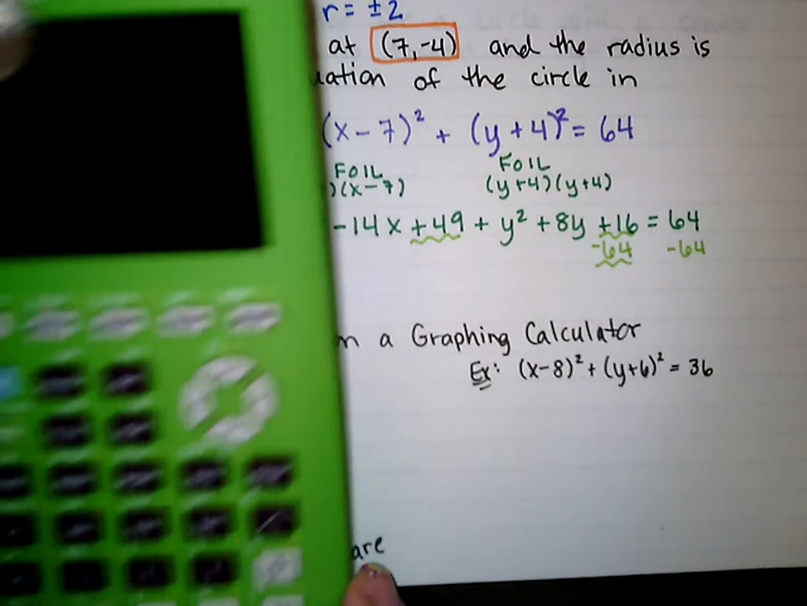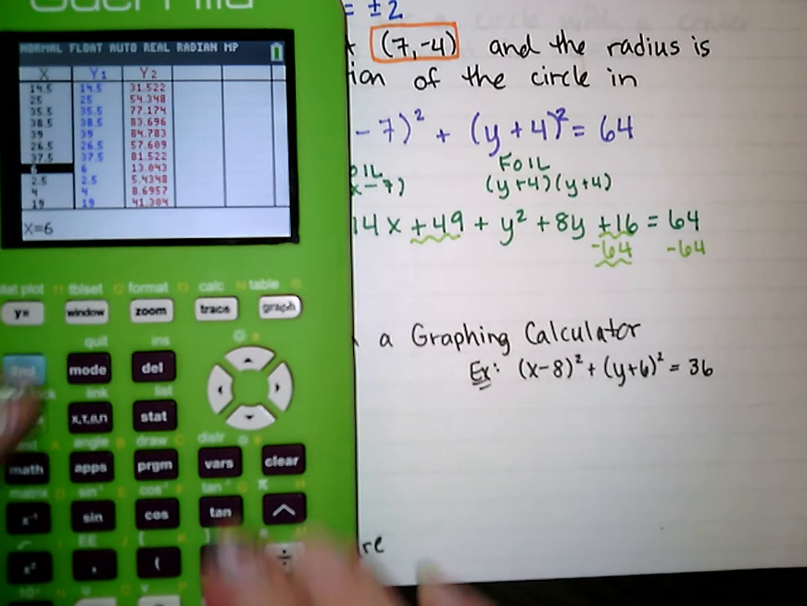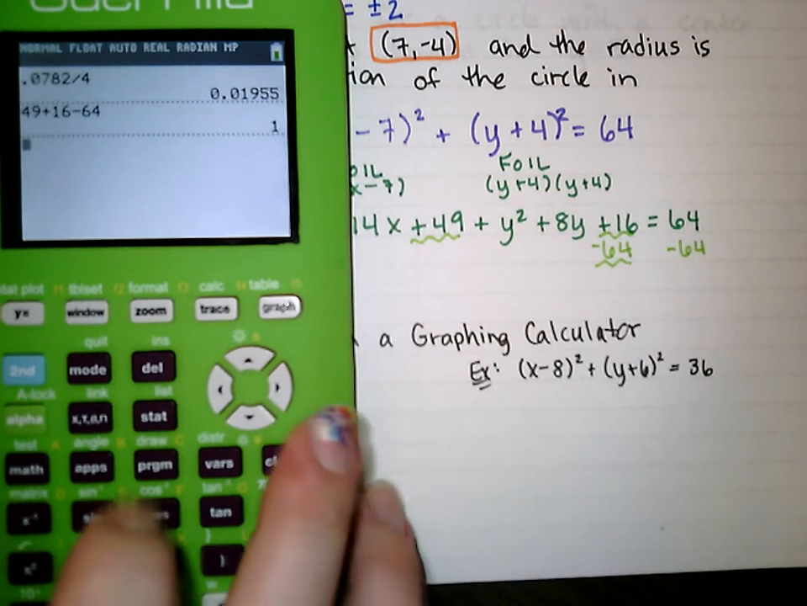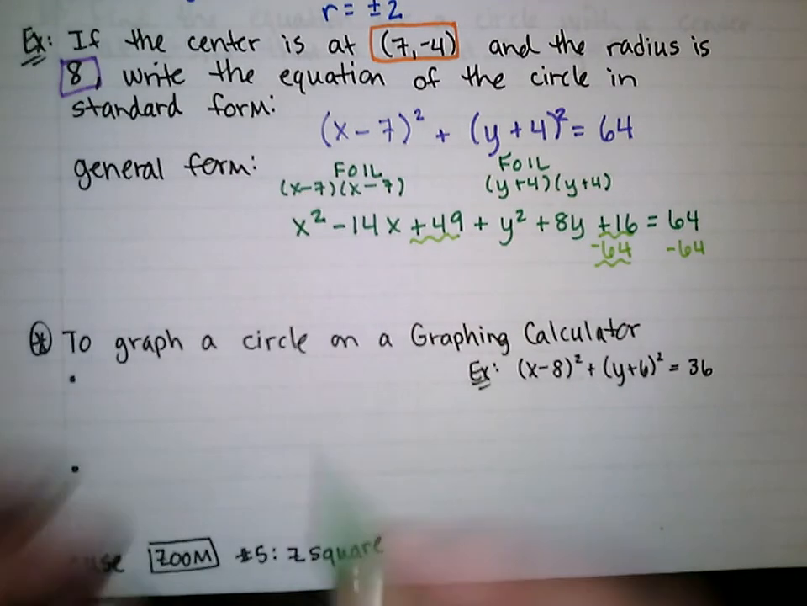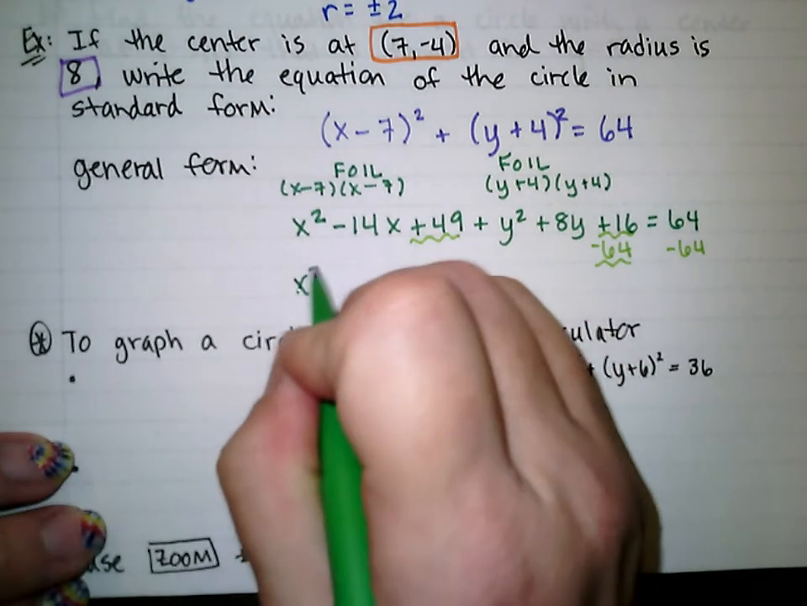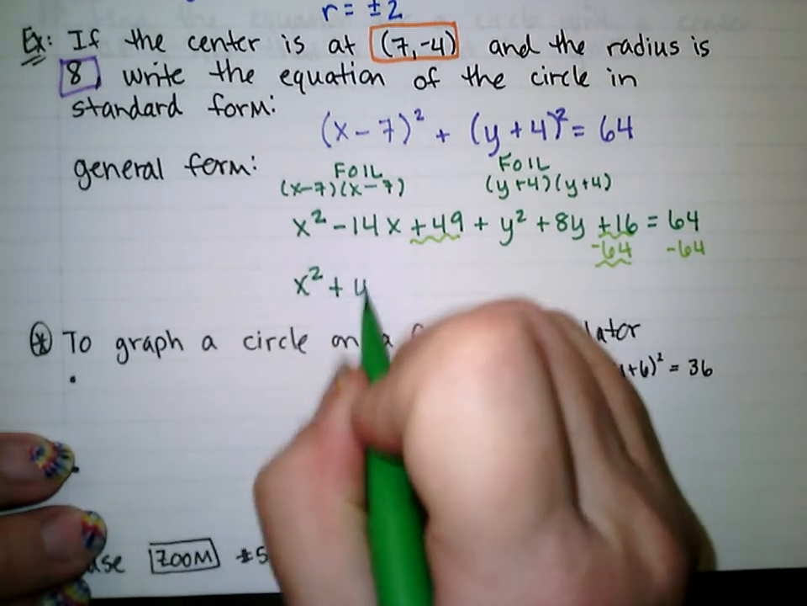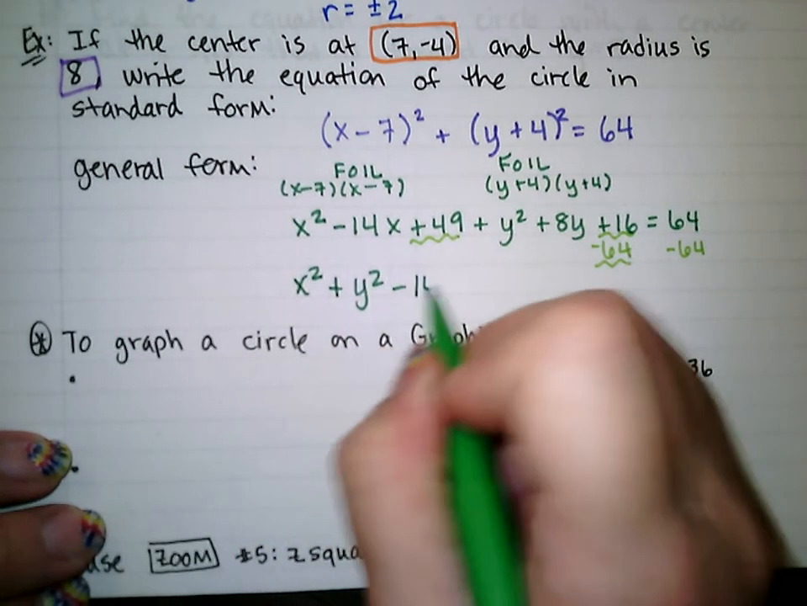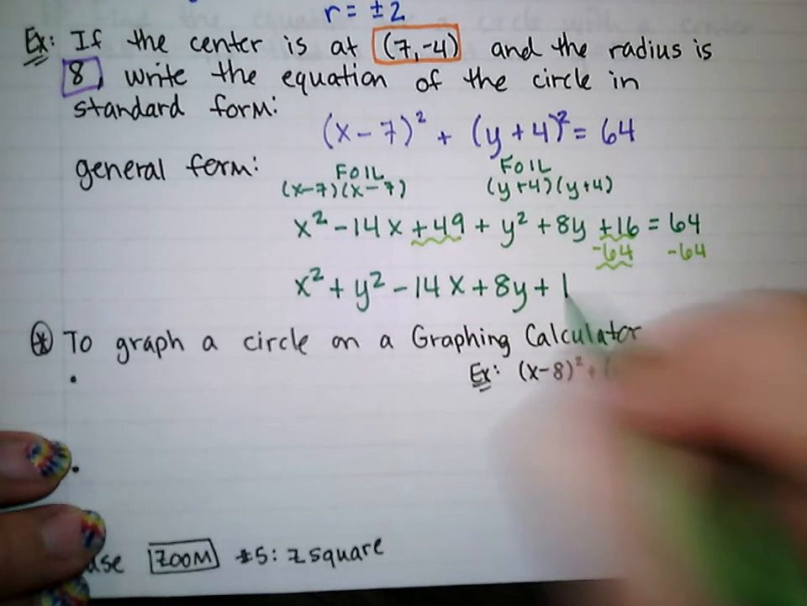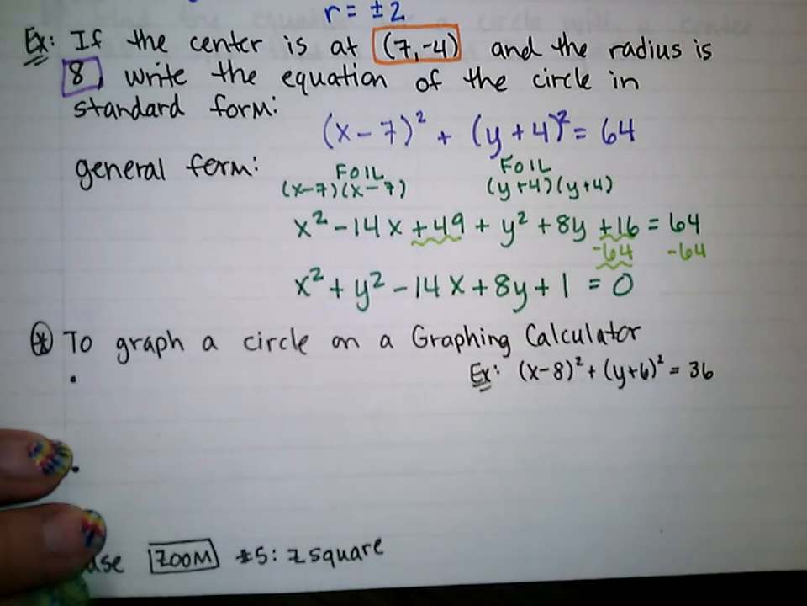Y'all, I can't do that in my head. Okay. 49, 16, minus 64. Oh, that's 1. Interesting. So then we'll also put this in order of the x squared first, then the y squared, then the x, then the y, and then the number, which ended up to be plus 1. So that will be general form.